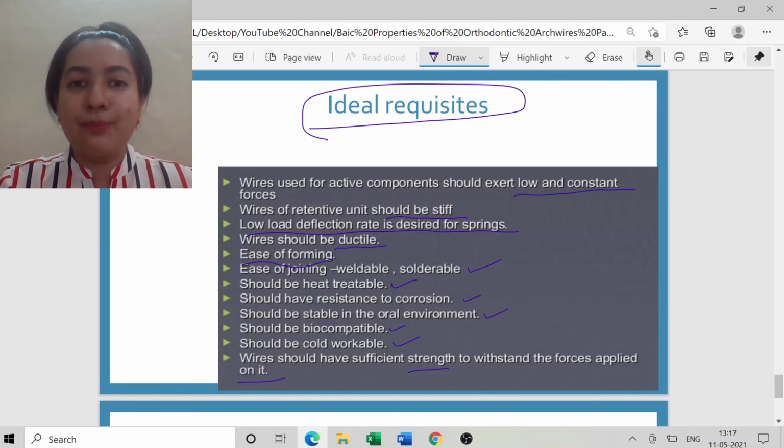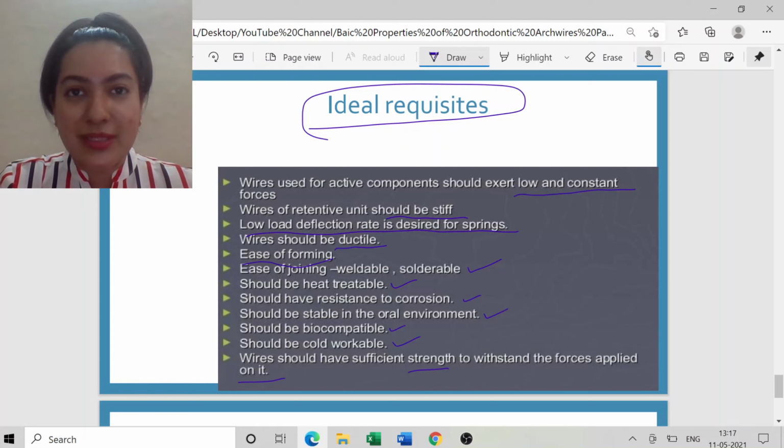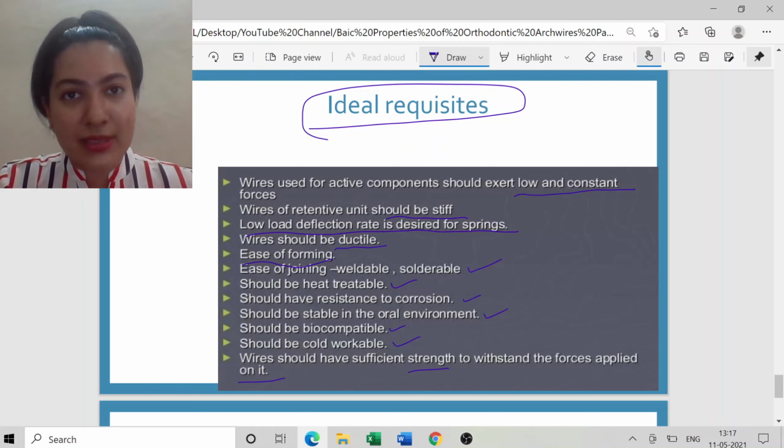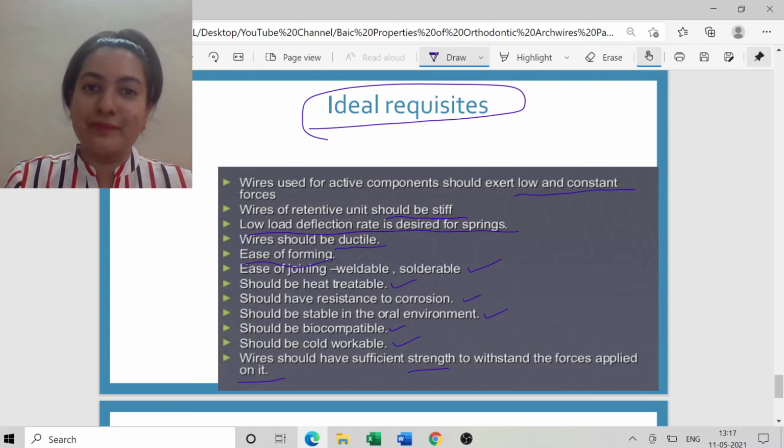Okay, so just mugging up the ideal requisites is one thing, and understanding each and every point in depth is another thing. And we have done the second thing. So whenever you're talking about ideal requisites, you don't need to mug it up, first thing. Second, each and every point is understood by you now.